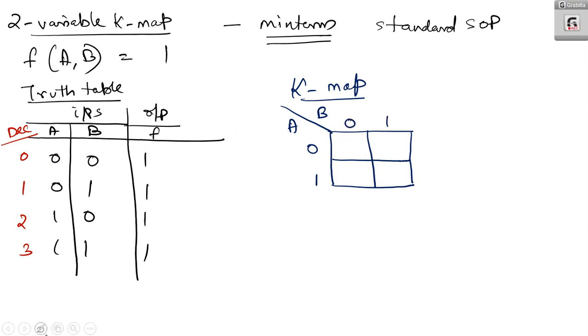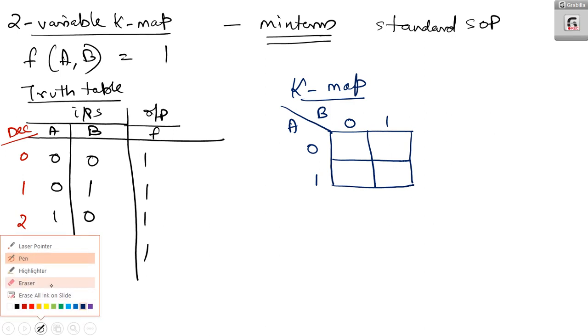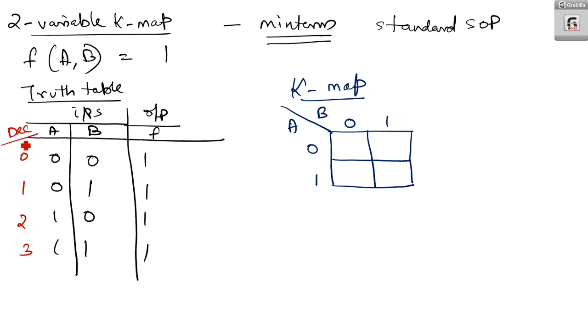Now I can write all the decimal terms. If A is 0 and B is 0, decimal is 0. Then 0 1 is 1, 1 0 is 2, 1 1 is 3. And all the outputs I am getting the values of 1. So I am writing the outputs here 1, 1, 1, 1.